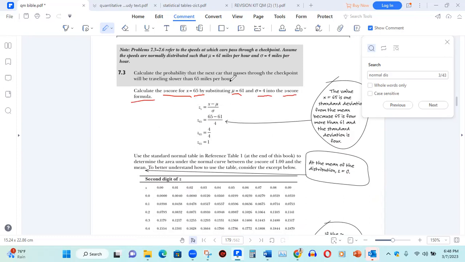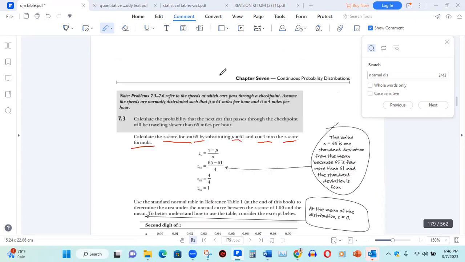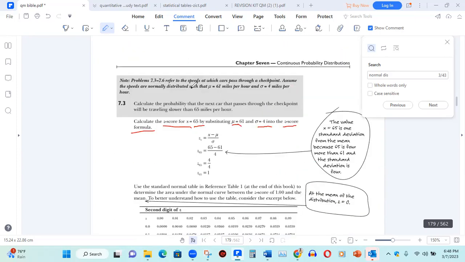Here is an example: refer to the speeds at which cars pass through a checkpoint. Assume that the speeds are normally distributed, with mu equal to 61 and standard deviation 4. Calculate the probability that the next car that passes through the checkpoint will be traveling slower than 65. So, the probability that x is less than 65.